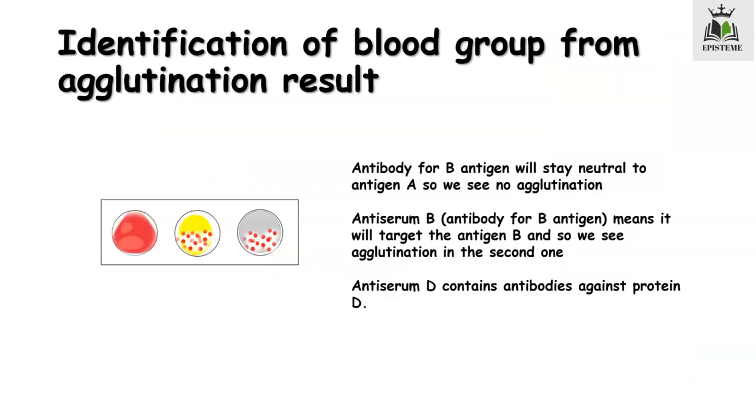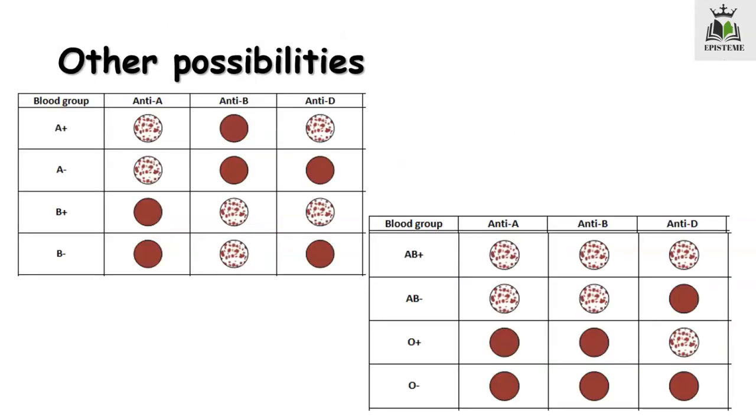So these are the reasons that I already discussed. You can read it from here. And here are all the possibilities that can occur. I will discuss a few of them. If we consider A positive, A positive means the blood group has A antigen present, and the antiserum A reagent will bind to the A antigen, and as a result the agglutination will occur. And since it is A positive, the antigen D is also present. Since D is present, the anti-D will bind to the D antigen, and as a result the agglutination will occur.